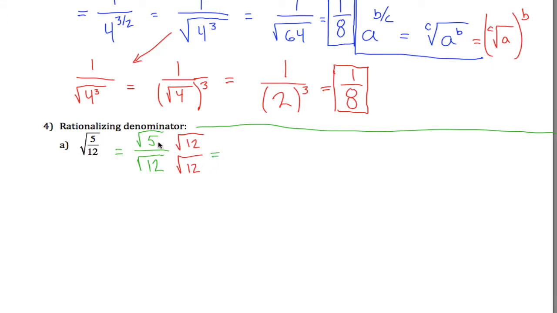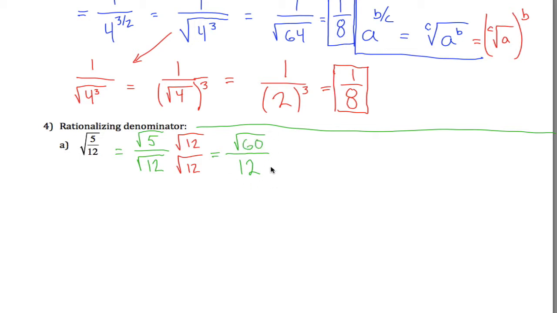When I'm multiplying fractions, I just multiply straight across. 1/2 times 3/5: 1 times 3 is 3, and 2 times 5 is 10. That's the way you multiply fractions, so that's exactly what I'm going to do over here. Square root of 12 times the square root of 12 is the square root of 144, which is just 12. Square root of 5 times the square root of 12 is the square root of 60.